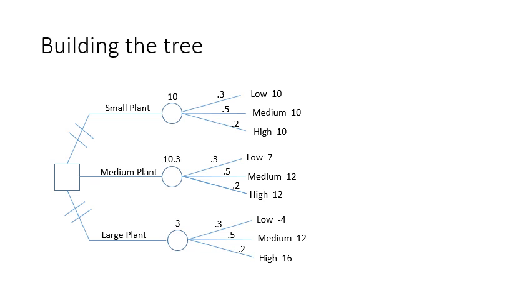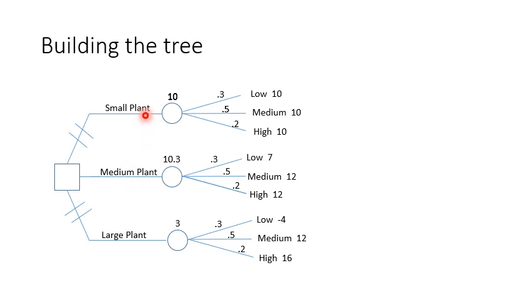So now we'll start and look at building the tree and figuring out how we lay it out. And this is the exact same plan that we had previously when we were looking at EMV and our plant decision. So if we look at this here, we have a decision node, and the decision node is indicated right here. We have to make a decision. Do we build a small plant, a medium plant, or a large plant?